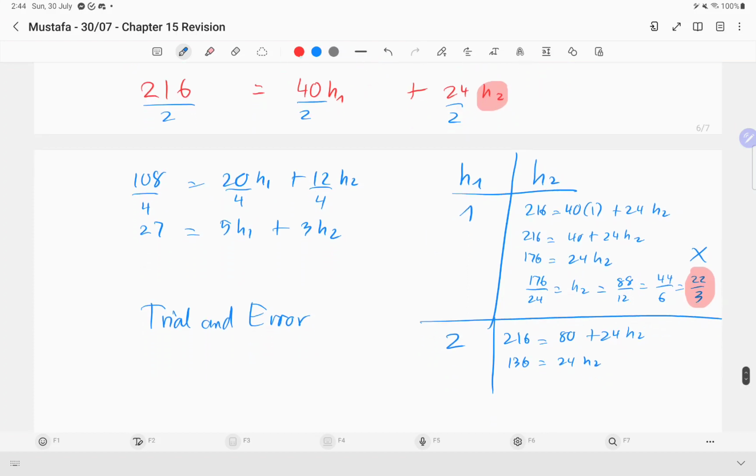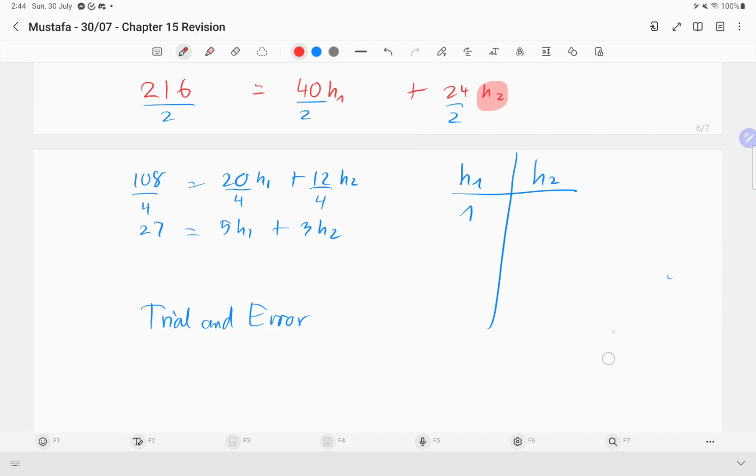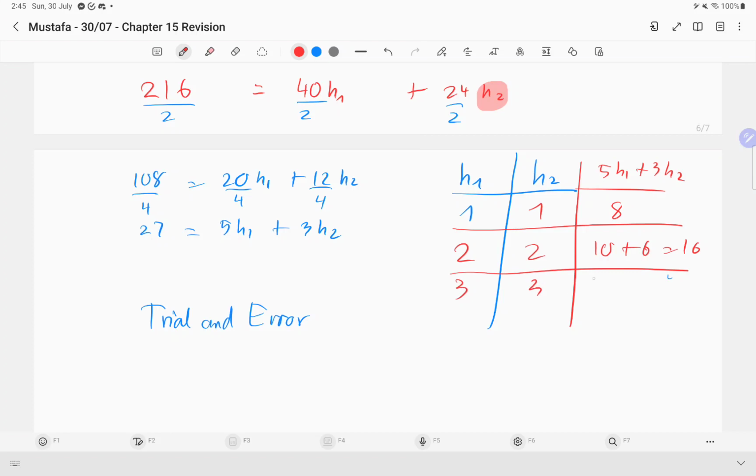So let's try H1. I'll rub this one out here because it's a bit too hard to work with. Let's try H1, H2, and then calculate 5H1 plus 3H2. If H1 is 1 and H2 is 1, you get 5 plus 3, which is 8. That's not close to 27 at all. So let's try 2 and 2. That would be 10 plus 6, which is 16, getting a little bit closer. Then 3 and 3: 3 times 5 is 15, 3 times 3 is 9, so that's 24. Pretty close.